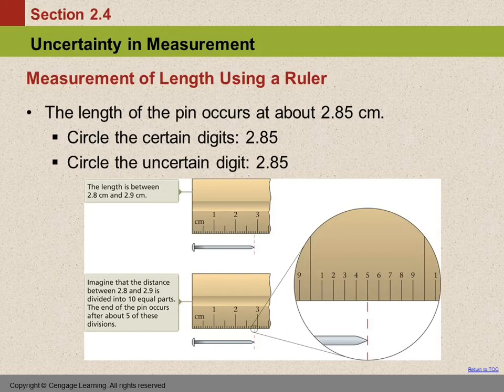So what's very important is that we understand that in any measurement, the last digit is always uncertain.